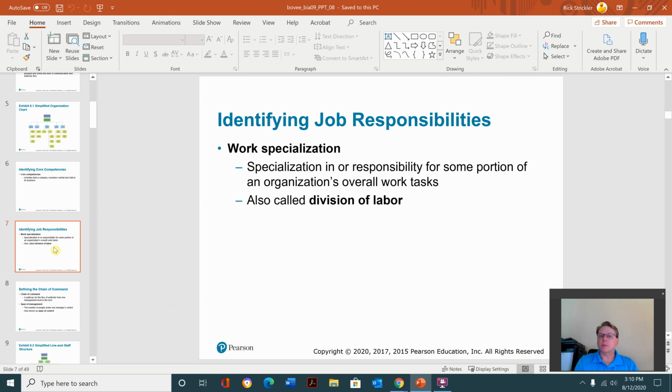Work specialization. Specialization is expertise in or responsibility for some portion of an organization's overall work task, also called division of labor. Teaching this class is a division of labor. I'm teaching this class, and Mr. Powers is teaching another section of this class, and Dean Godwin is teaching a third section of this class. You know which class to go to because you were assigned to one of the 3 of us.